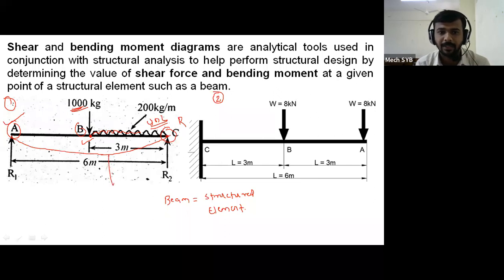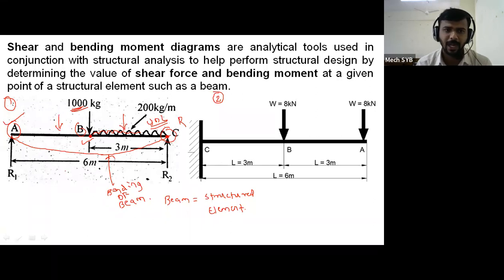At the bottom side, this is called bending of the beam. Why is the bending taking place in the downward direction? Because whatever point load is applied at point B is moving in the downward direction, and whatever UDL is applied on the beam from point B to point C is also moving in the downward direction. Therefore, the bending of the beam is also taking place in the downward direction.